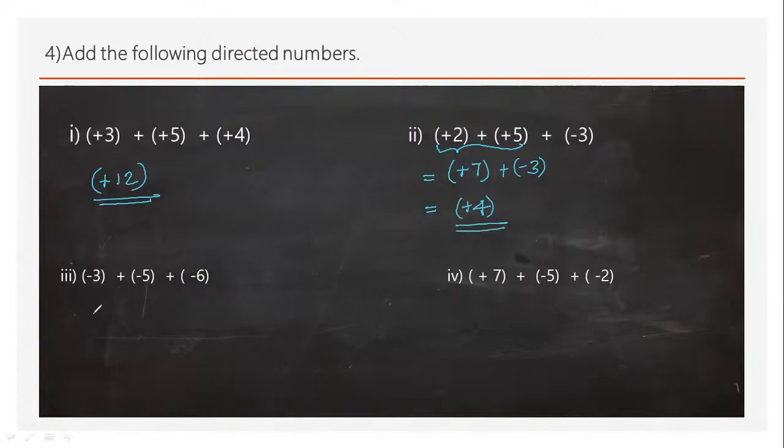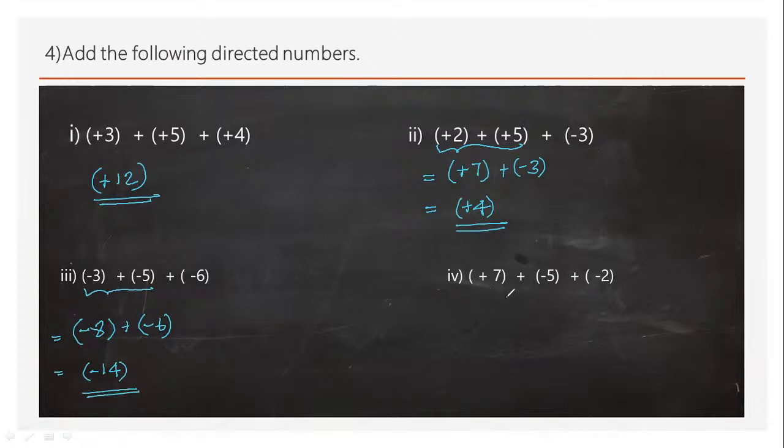Next one, minus 3 plus minus 5 plus minus 6. First I will add these two, minus 3 plus minus 5. Same signs, so we add them and take the sign that both contain, so minus 8 plus minus 6. This one also has the same signs. Then add to get 14, both contain minus, so minus 14.